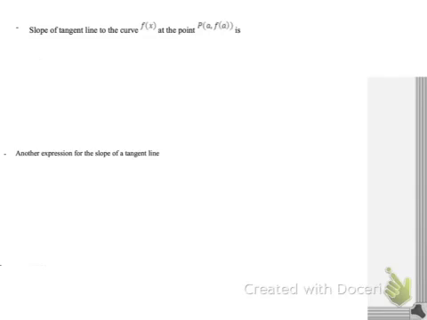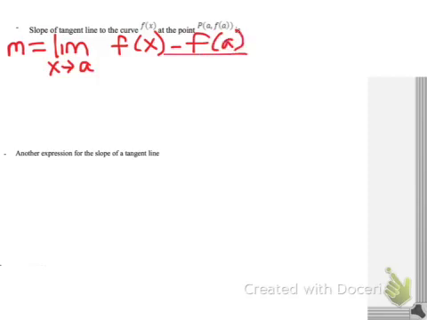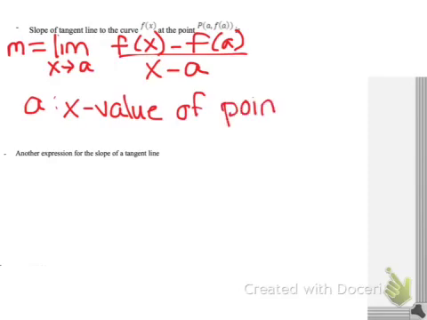So now we can actually use limit notation. The slope of the tangent line would equal the limit as x gets closer and closer to a of f of x minus f of a over x minus a. All that's doing is bringing the two points closer and closer together. There's the notation for that. What we need to remember is that a is the x value of the point of tangency, where you're trying to find the tangent line slope.